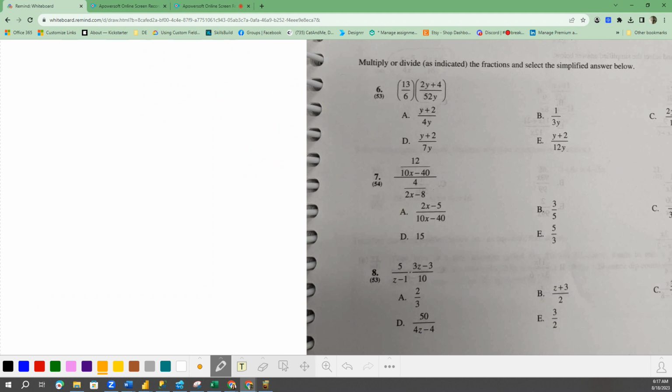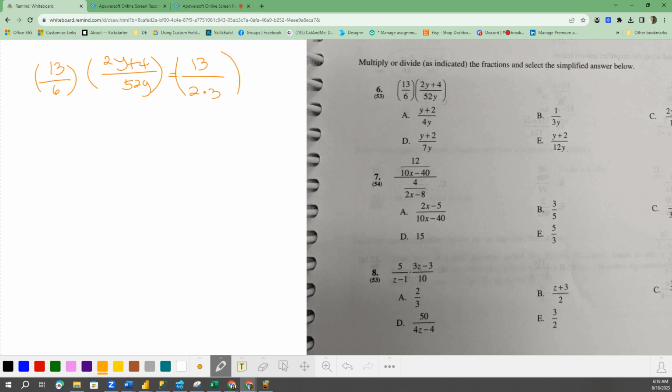Now, this is multiplication. So when you're doing multiplication, that means you need to factor out all the numerators and all the denominators and see if any of the denominators and numerators will cancel out with each other. All right, so you have 13 over 6, and that's your first fraction. Second fraction is 2y plus 4 over 52y. Okay, two numerators, two denominators. So that means you have to factor them out if you can. Well, 13, there's nothing you can do, so that's just 13. But 6, you can do 2 times 3.